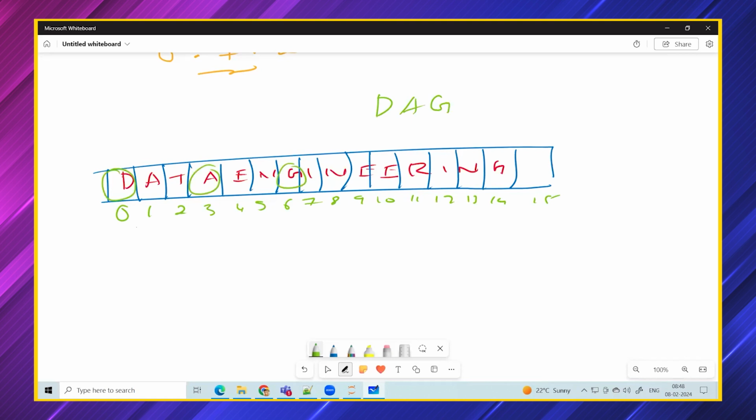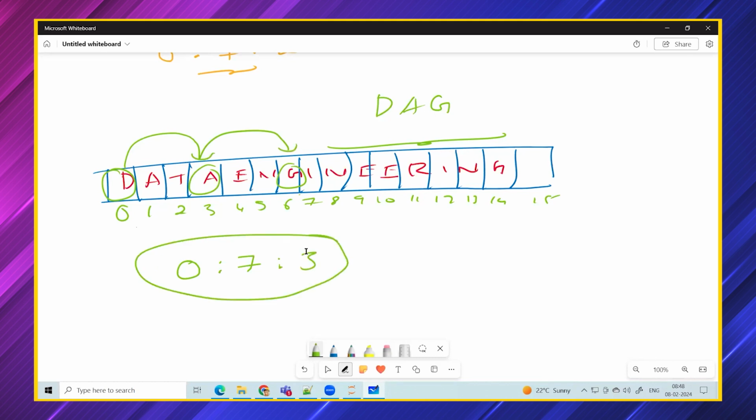Why are you reading all this? Why are you giving 14? So the answer should start with 0 and you end at this position. If you end at this position, that means 6 plus 1, so 7 you can give. So 7 you give, 0 colon 7, then you jump by 3 steps. This is the answer: 0 colon 7 colon 3.